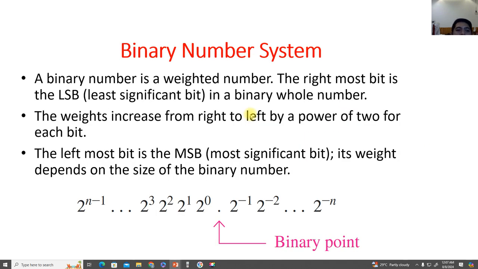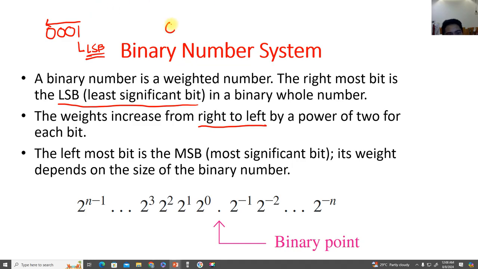So the binary system, a binary number, is a weighted number, meaning what we were doing a while ago is the weighted way of converting decimal into binary and vice versa, binary to decimal. The rightmost bit is the least significant bit. So in 4 bits, this will be the LSB, or the least significant bit, and it is the rightmost. The weights increase from right to left.